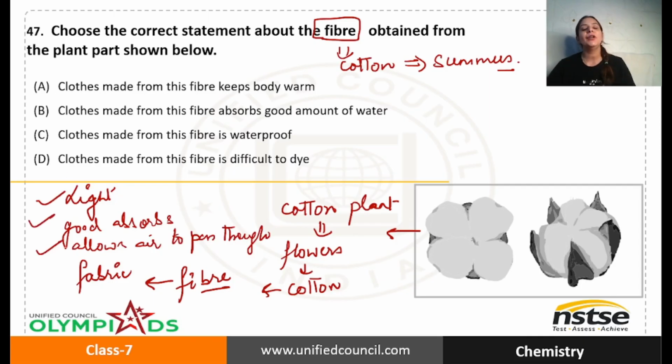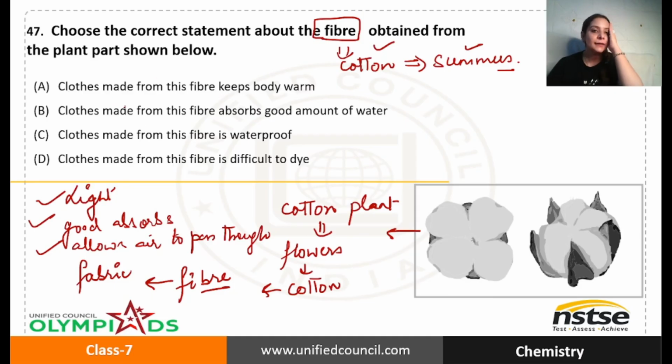That is why during summers when you wear cotton, you feel more comfortable. But if you wear synthetic clothes, they will not allow air to pass, and even your sweat will not evaporate, and you will feel more sweaty during summers in synthetic fibers. That is the reason we prefer cotton clothes.